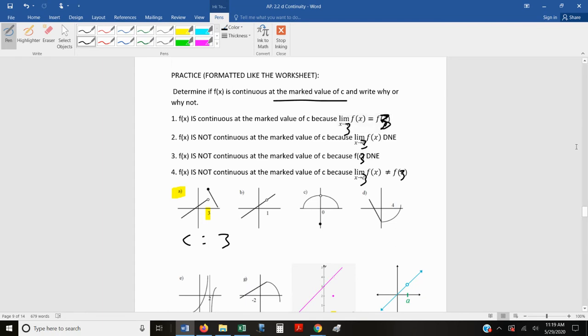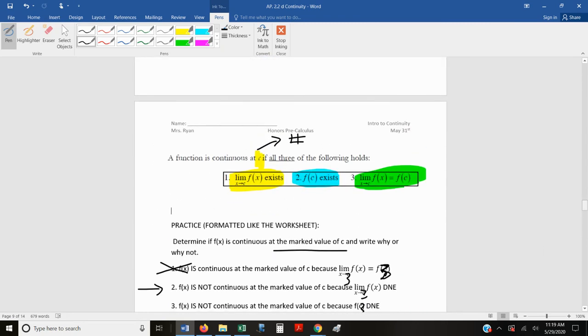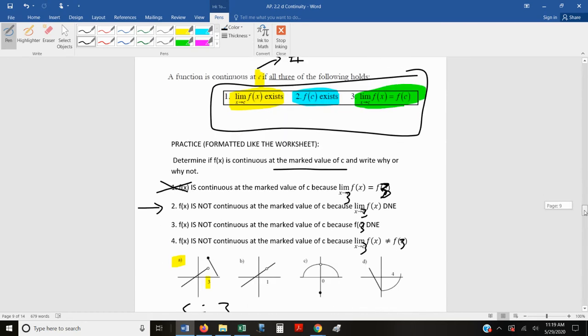And you start with the first one. Number 1 says it is continuous, so we're not choosing that one. But then we go to the next one. Is it because there's not a two-sided limit? And you always start with that first part of the definition. The yellow is the first thing I check. Then if I have the yellow, I would go on to the second one. If I had the second one, I would go on to the third one. So we're going to go in order.